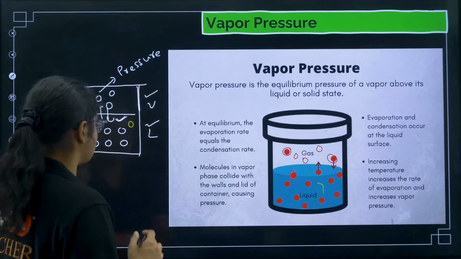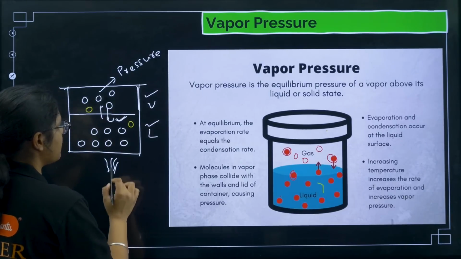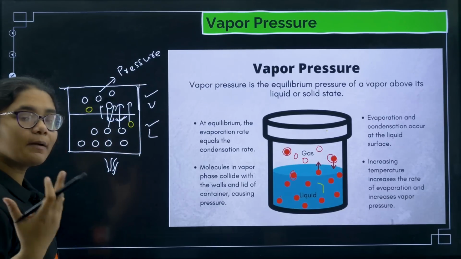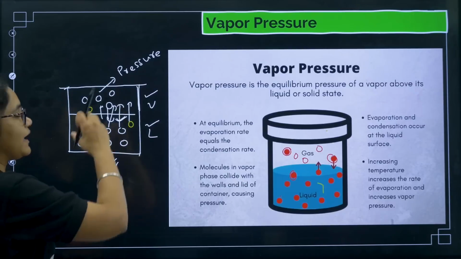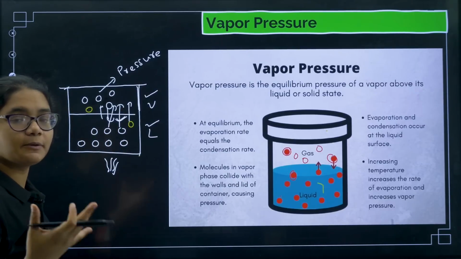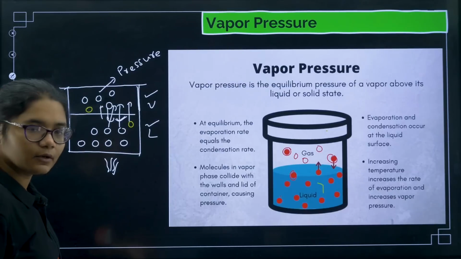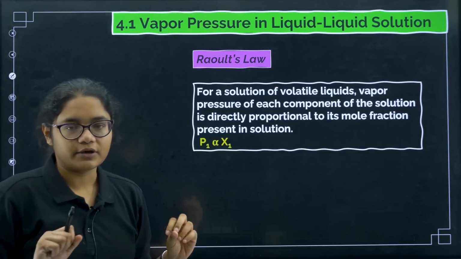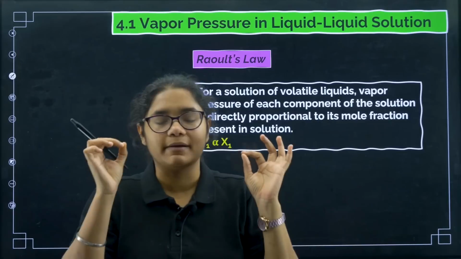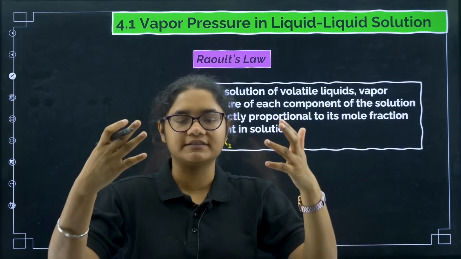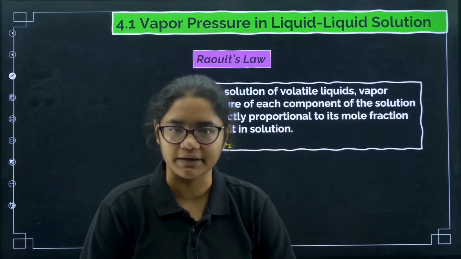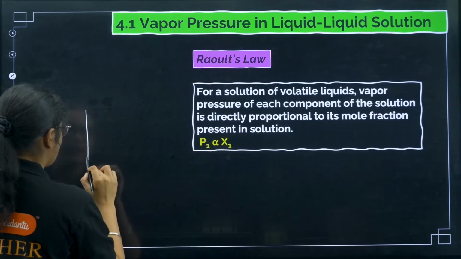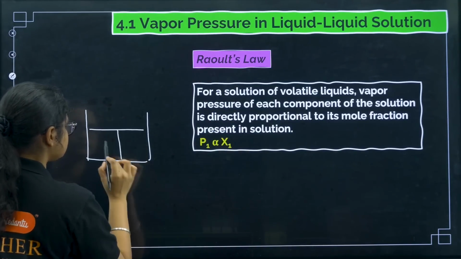Now if I increase the temperature here, what will happen? More particles will evaporate, so more gaseous particles will form, so the vapor pressure will also increase. So what is this vapor pressure? We understood. The vapor pressure is the pressure created by the gas particles over the liquid solution when the system is at equilibrium.